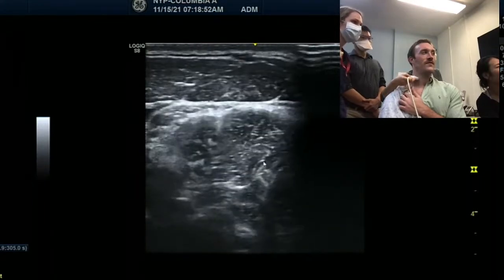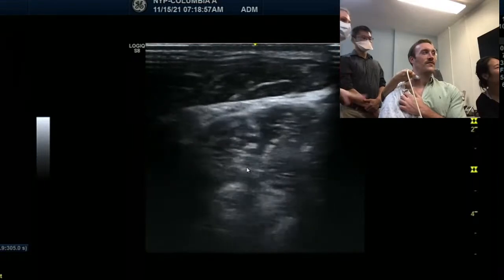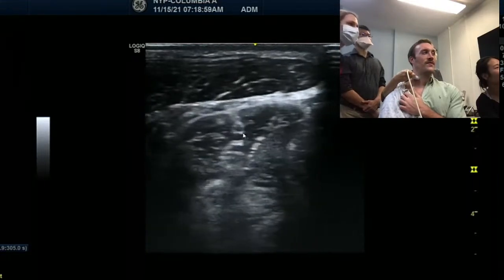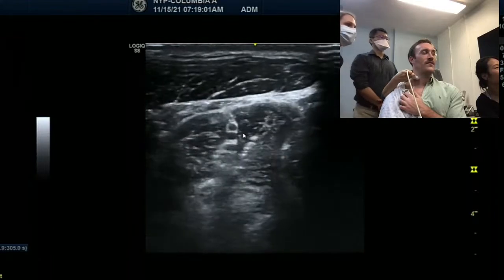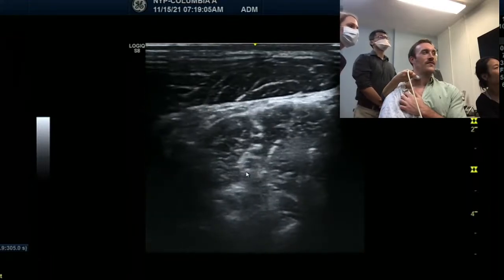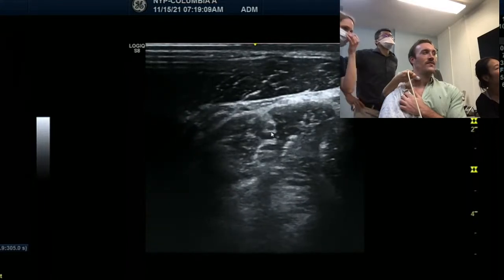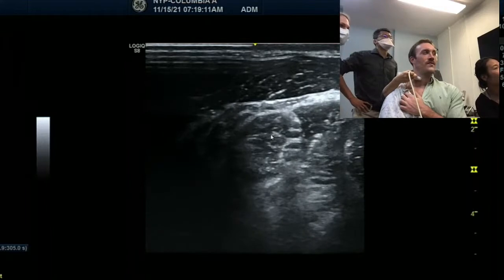If I tilt a little bit, I mean, yeah, anterior. Between the anterior and middle scalene, the white in the middle must be the dorsal scapular nerve, the streak coming down through the middle scalene. Yeah, that's the middle scalene there.